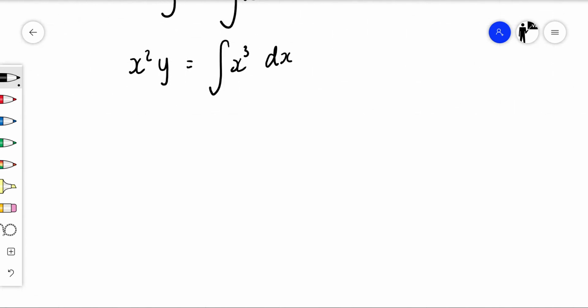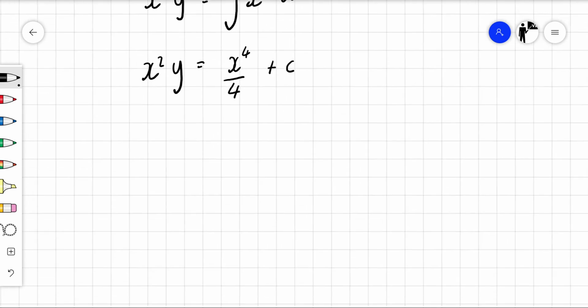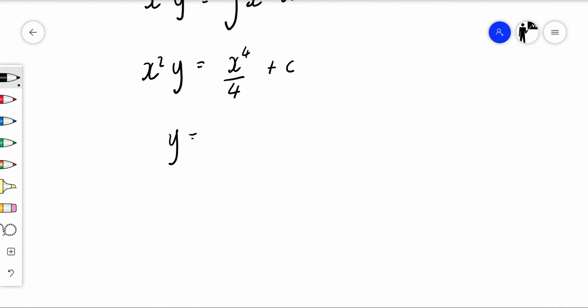Just simplified that a little bit. We're now going to integrate the right hand side. That's going to become x to the 4 over 4 plus c. We'll make y the subject, so we divide throughout by x squared. That's going to become x squared over 4, not over 2, x squared over 4 plus c over x squared.